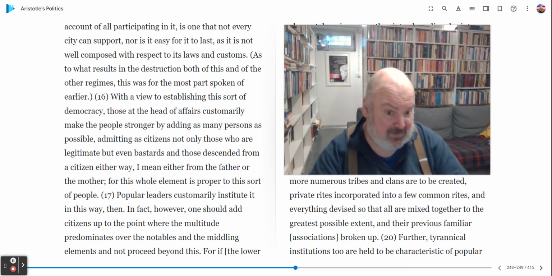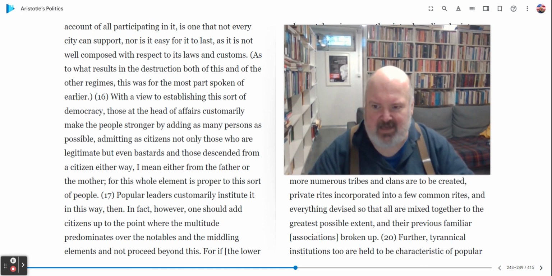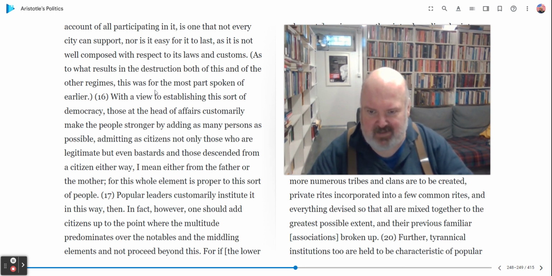It's very difficult. You need lots of wealth to do it. It's very expensive to have everyone participate, and it's going to go badly because it doesn't respect laws, as to what results in the destruction of both this and of the other regimes.